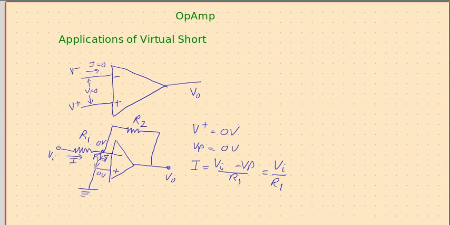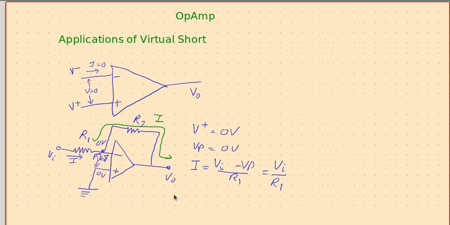Then the only option is that this whole current has to flow through R2 and reach the output. The same I has to flow through R2 and reach V0. Now, what is the voltage difference between these two? The voltage difference between these two is 0 minus V0.